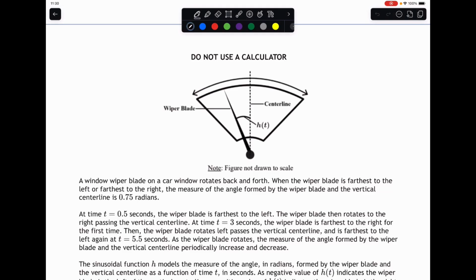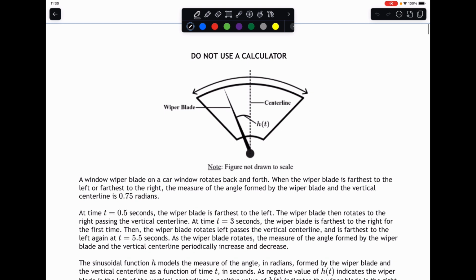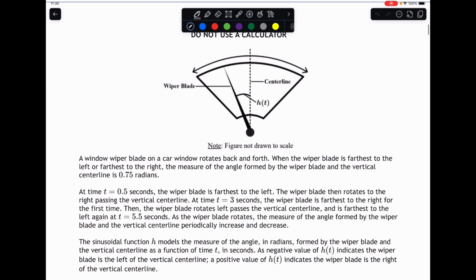In this video, I'm going to go over the homework for the AP free response question number 3. And we're going to start with this one here. Here we have a window wiper blade on a car that rotates back and forth. When the wiper blade is farthest to the left or farthest to the right, the measure of the angle formed by the wiper and this vertical center line, which is right here, is going to measure 0.75 radians.